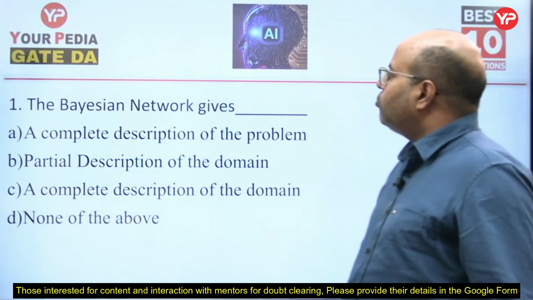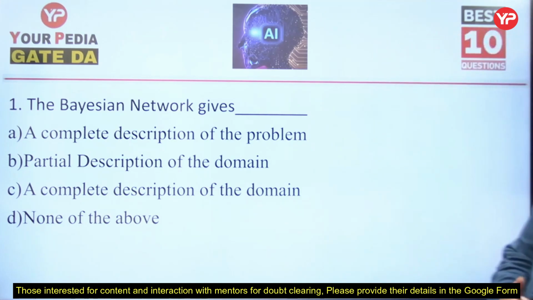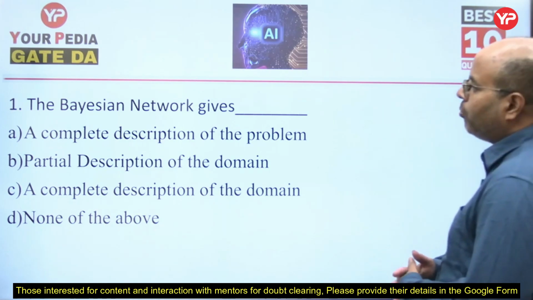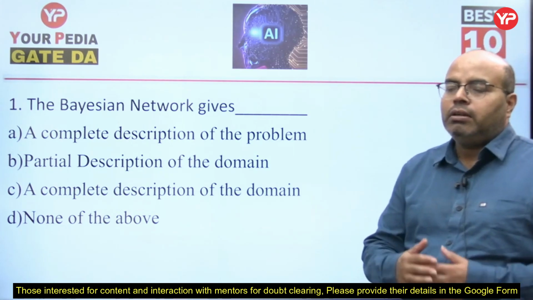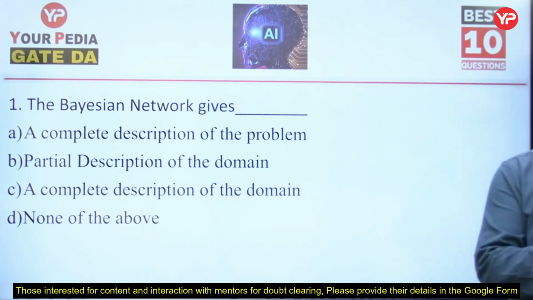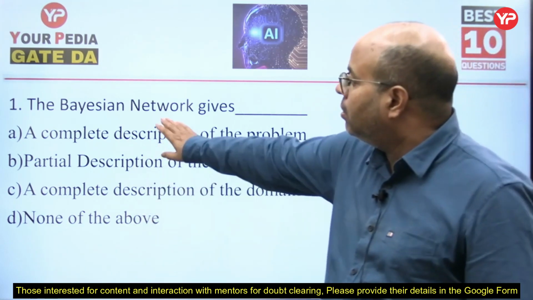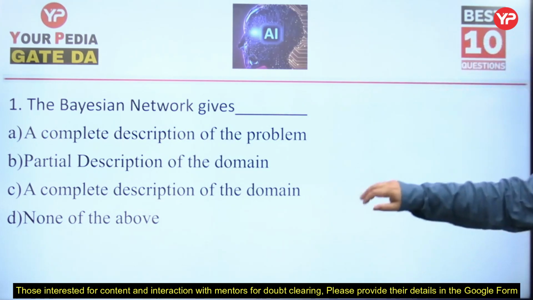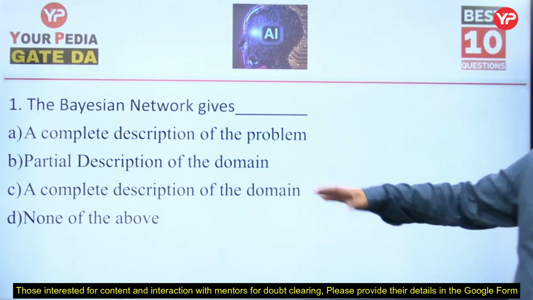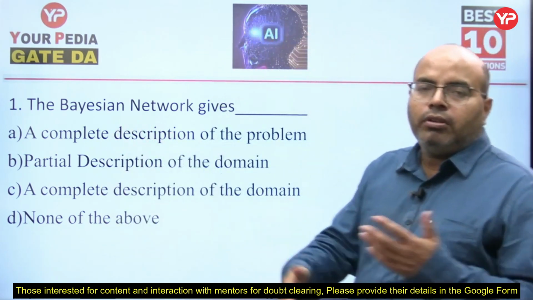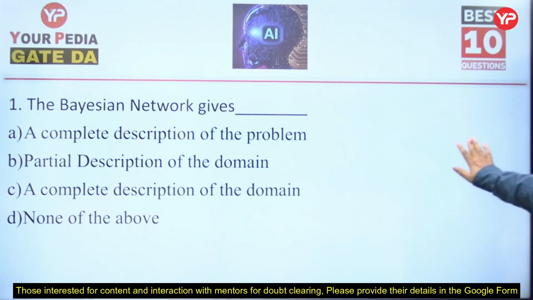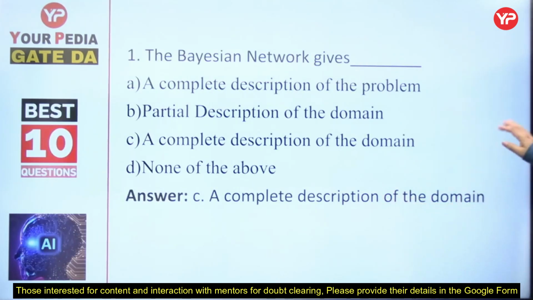The Bayesian network gives, first question, a complete description of the problem, partial description of the domain, a complete description of the domain, or none of the above. A Bayesian network gives all the dependencies, all the variables, all the factors. So the answer is a complete description of the domain, the situation in which we are working.